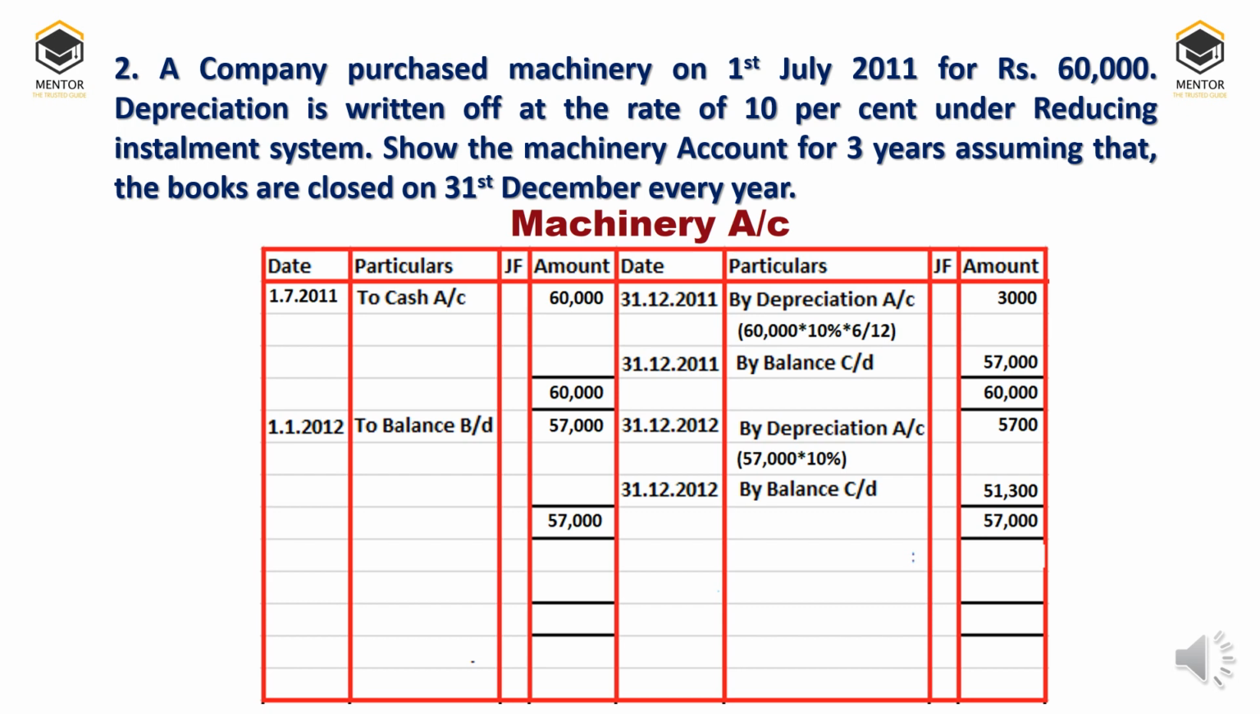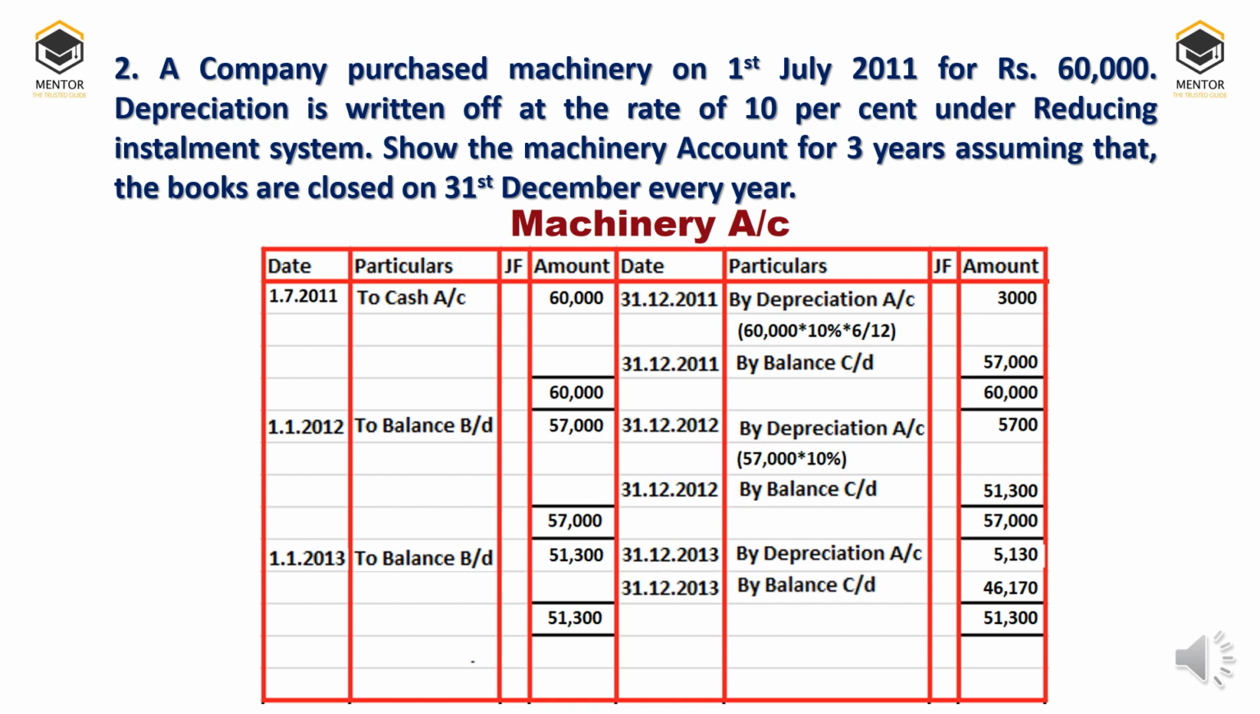This will be the closing value of 2012, and the opening value for 2013 will be the same, to balance brought down 51,300. Again, we will charge depreciation on 31st December 2013 by depreciation. The amount will be, 51,300 is the opening value, on the 10%. So 51,300 into 10%, 5,130, right? Then we will close the account. We will get the balancing figure 46,170. We write it as by balance carried down. This will be the opening balance for the next year, that is 1/1/2014, to balance brought down. How much? 46,170. In this way we need to solve the problem.